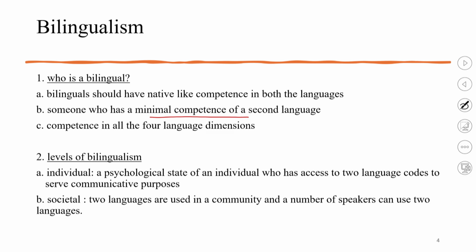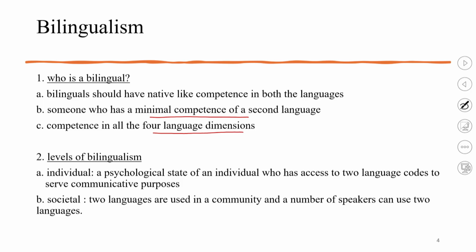You do not have to write novels in that language, but if you have the capacity to carry on a day to day conversation, you are good to go. That is the working definition of bilingualism now. And the definitions also changed over a period of time. This is another domain that was very seriously taken.